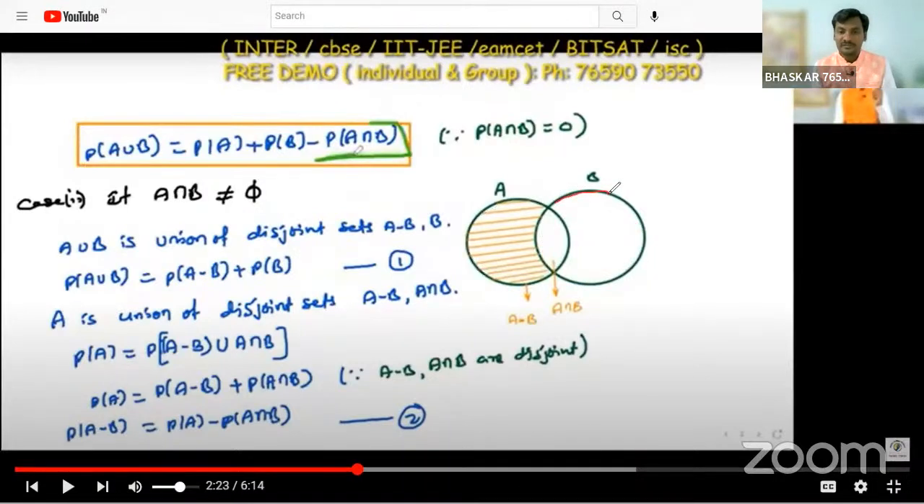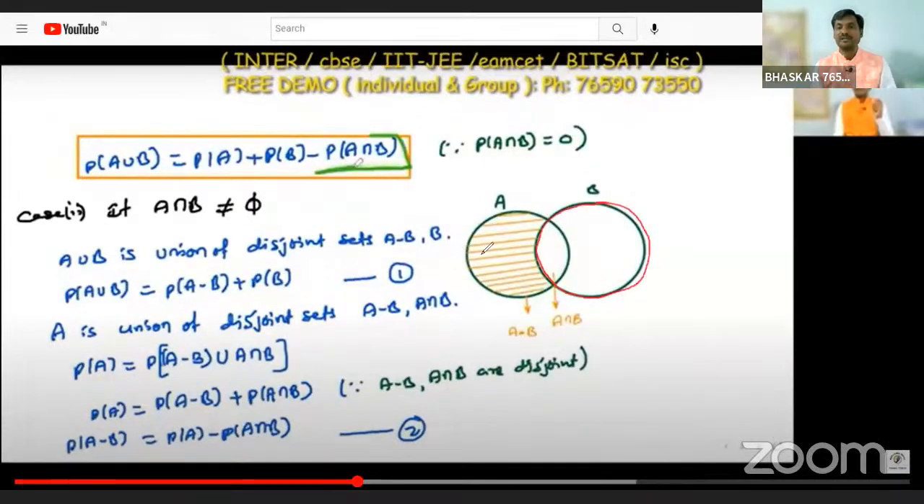We have to eliminate this part here, meaning only A. A minus B is only A. This is A minus B, and this is A intersection B, and the full part is B. So A union B is the union of the disjoint sets A minus B and B. The probability of A union B is equal to the probability of A minus B plus the probability of B.